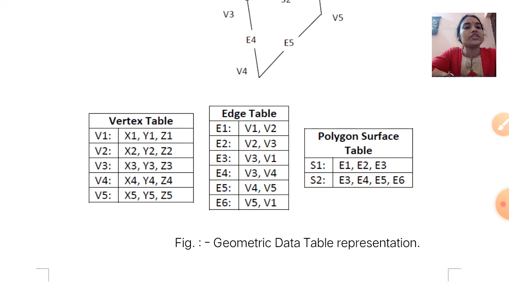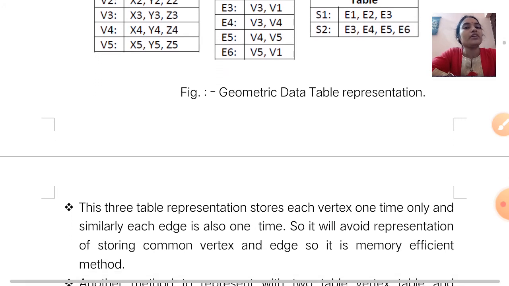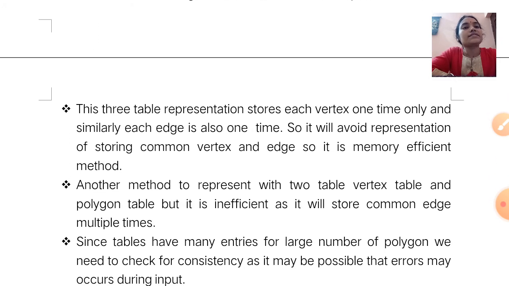So in this way, your geometric data table can store all the data, and in this way it can be represented. This 3 table representation stores each vertex one time only, and similarly each edge is also stored one time. So it will avoid storing common vertex and edge representations. So it is a memory efficient method.